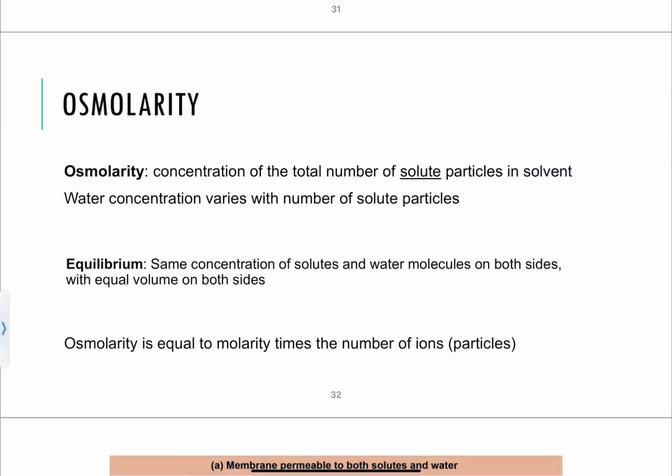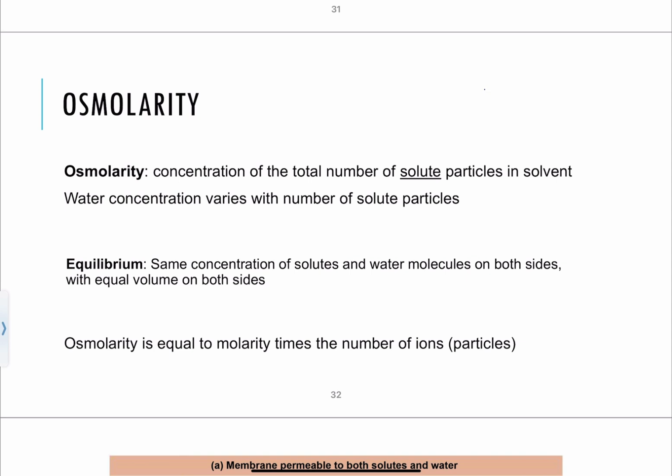So now let's talk a little bit about something called osmolarity. Osmolarity is the concentration of the total number of solute particles in the solvent, and water concentration is going to vary with the number of solute particles, not just the type of particle. So when we talk about osmosis and the movement of water, water is always going to flow to the area where we have the highest number of solute particles.